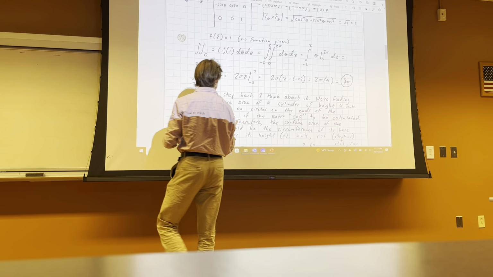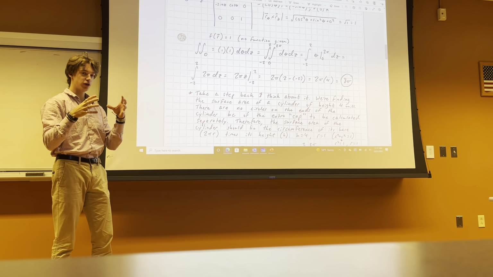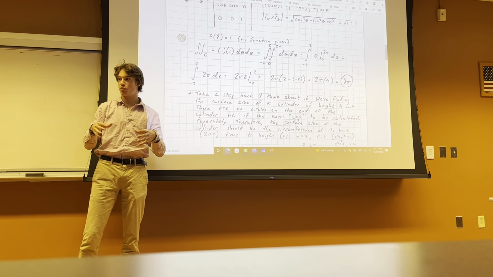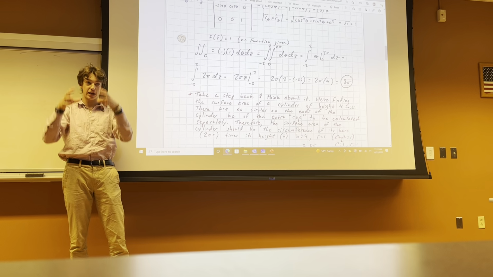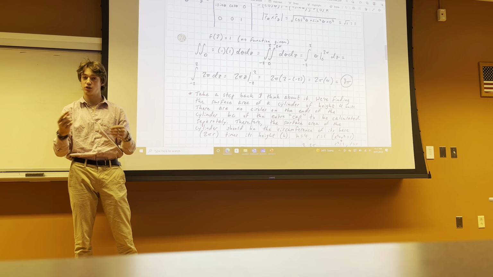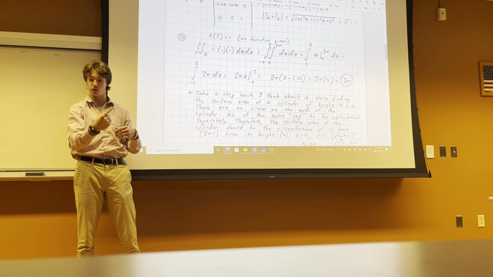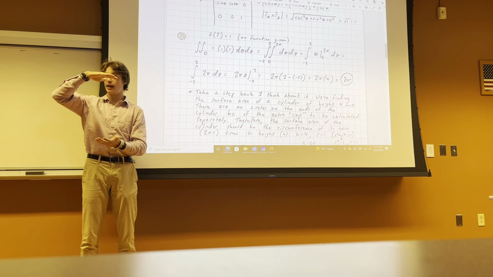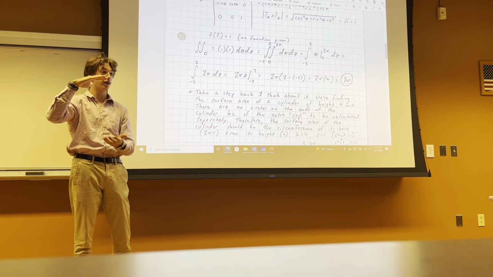So if you think about this, we're finding the surface area of a cylinder, but there's nothing on the top or bottom. It's just that cylinder. So we can find that using 7th grade math. You take the circumference of one of those circles, and then you multiply that by the height, and that should be the surface area of that cylinder.